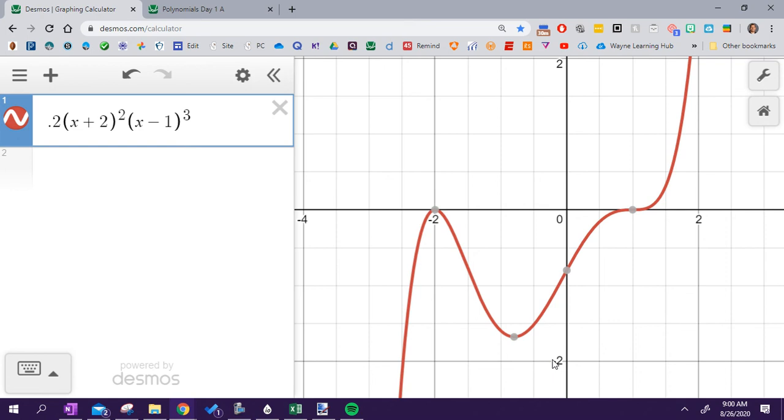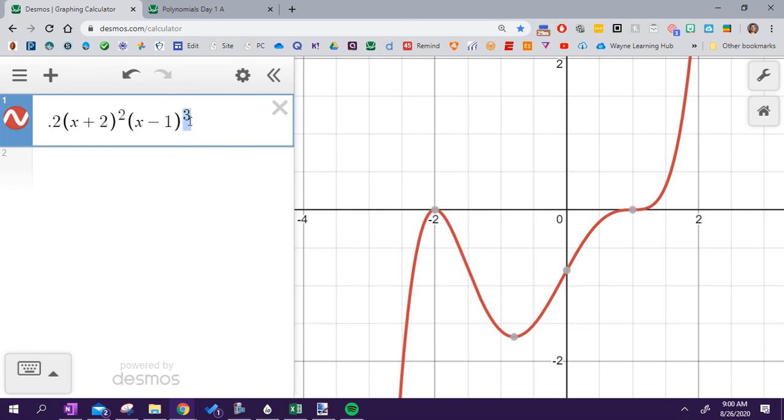What would the degree of this polynomial be that I made right here? 5, because 2 and 3 is going to get me 5. How many turning points should I have then? 4. So let's count. It's got 1, 2. Right here is a turning point because it's starting to bend. That's 3. Right there is a turning point. That's 4. Okay, so 1 less than what we had.